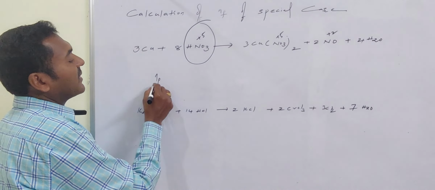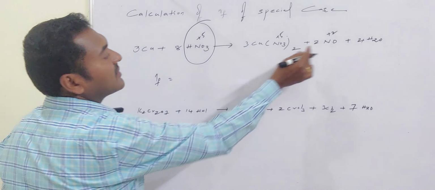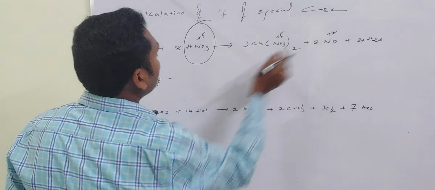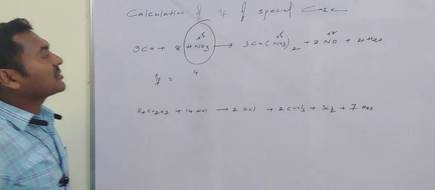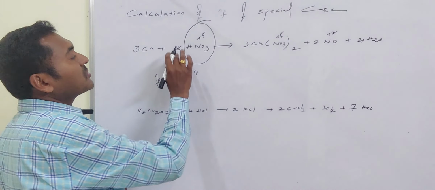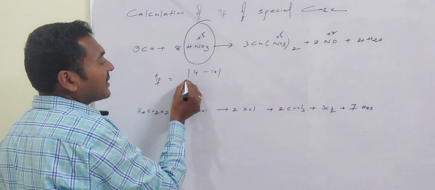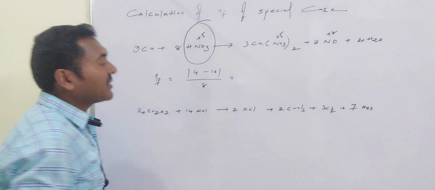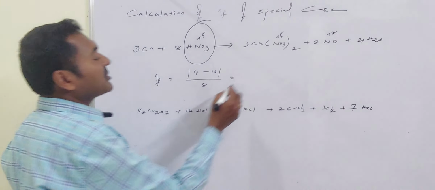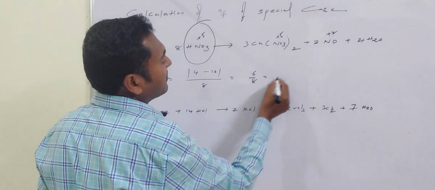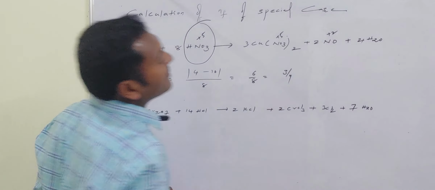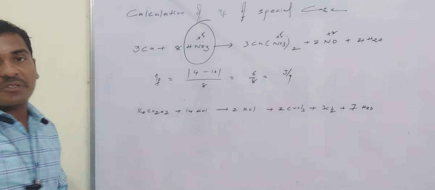Hence, this N factor will be reached as follows. For those two, the product oxidation number becomes equal to 4, whereas for those two, the starting oxidation number becomes 10. This is not for one molecule, this is for 8 molecules. The net will become equal to what? 6 by 8. 6 by 8 implies what? 3 by 4 will be equal to the N factor for HNO3.